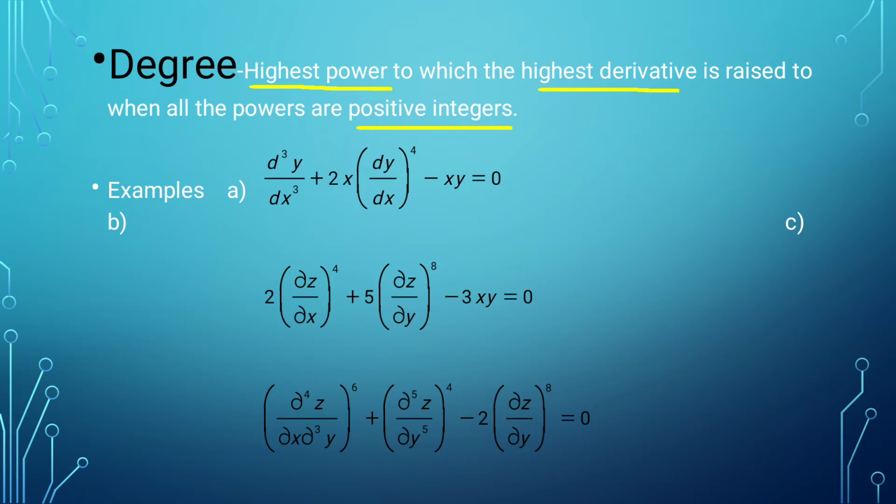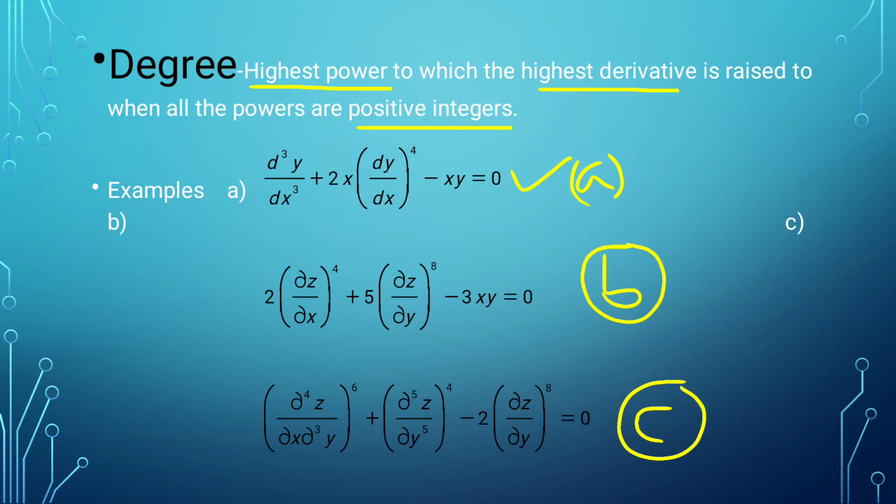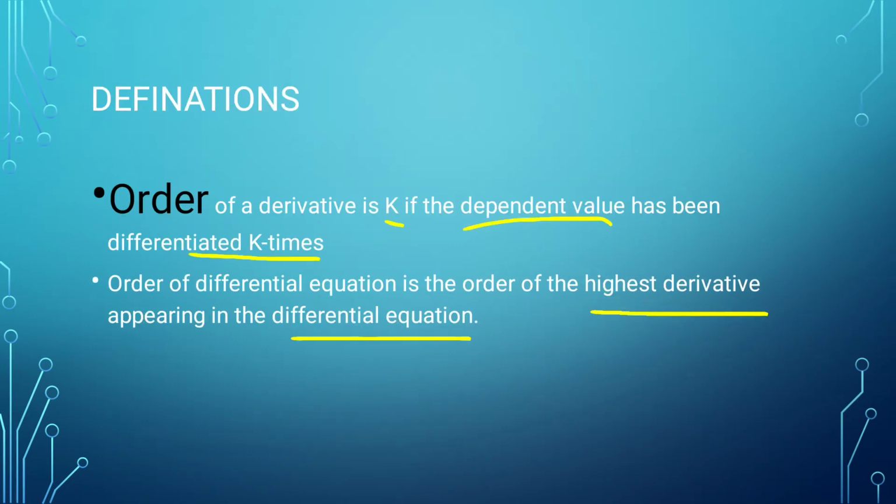Let's look at an example here. We have this example. This is our A. This is our B. This is our C. If you look at our A, we want to identify first the order, then the degree. If you look at the first equation A, as per the definition, the order is the highest derivative appearing in the differential equation.